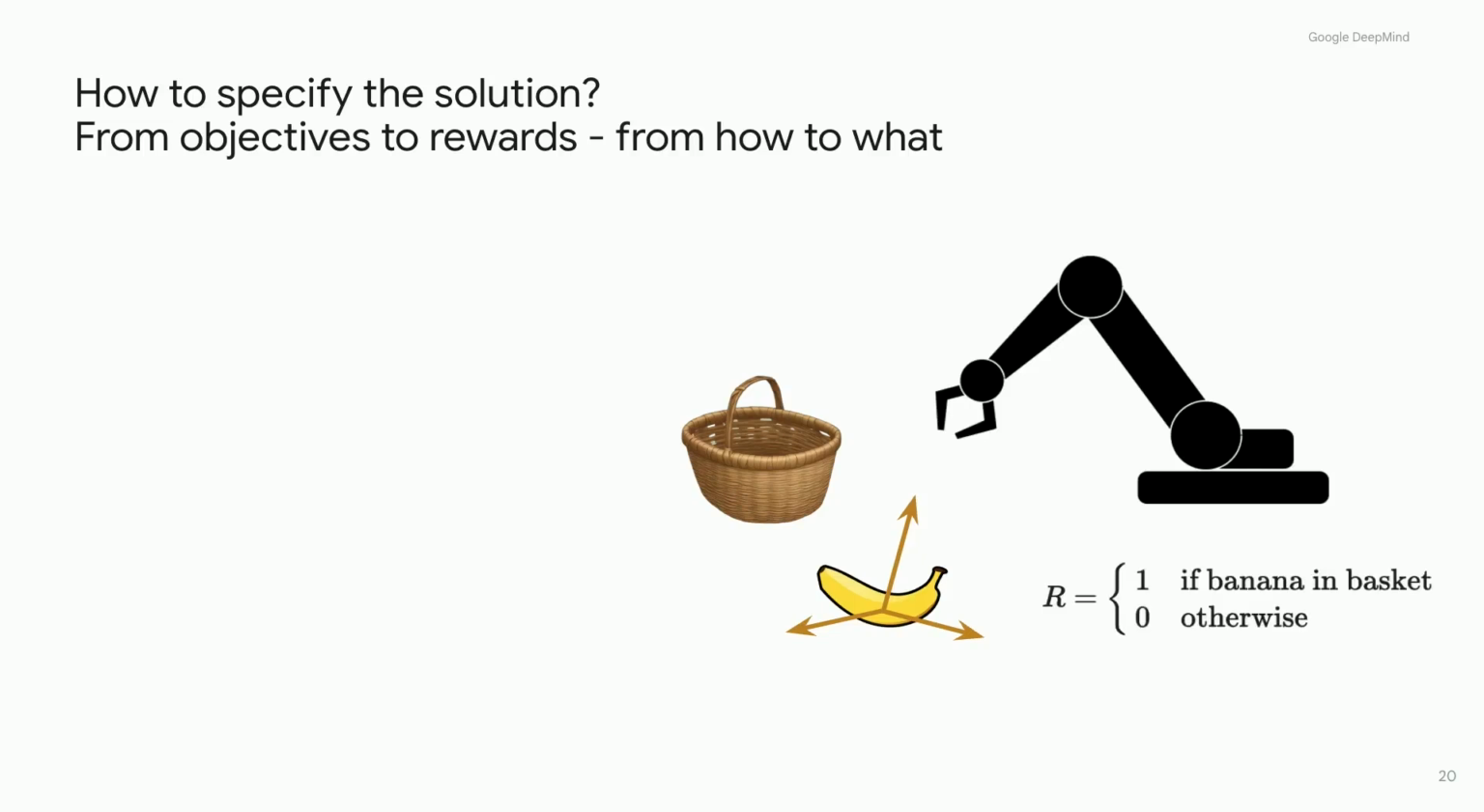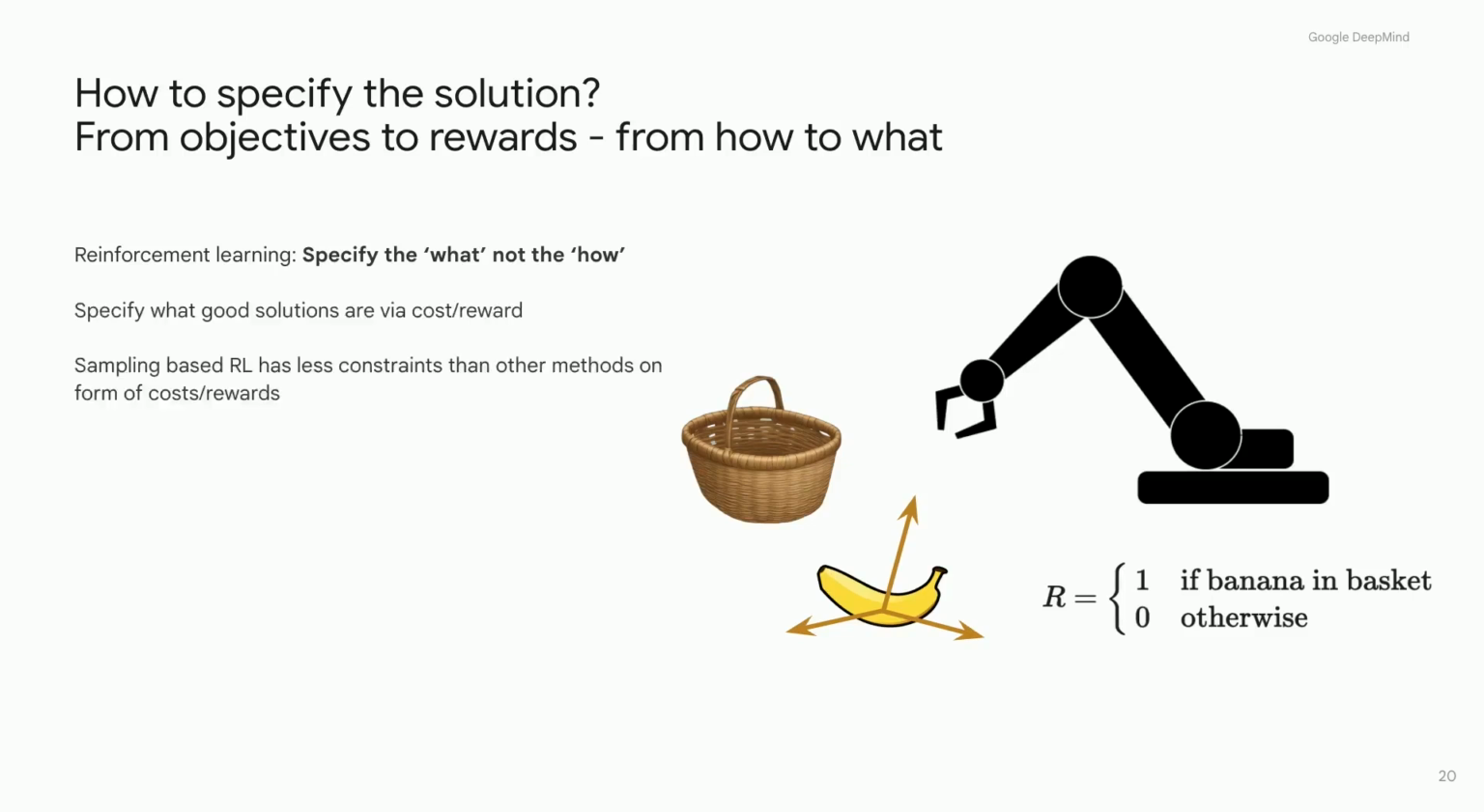So, because in principle we don't have many constraints on the reward function, we can have a very unspecific cost function. Let's say 1 if the banana is in the basket, 0 otherwise. So we specify what we want and not the how, and then the algorithm figures out how to implement the solution.